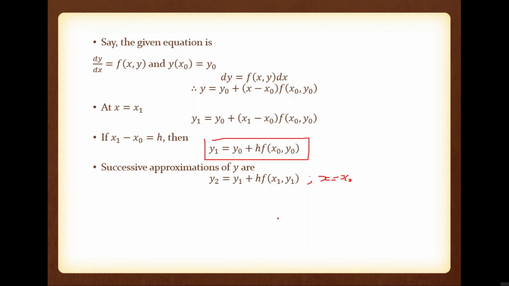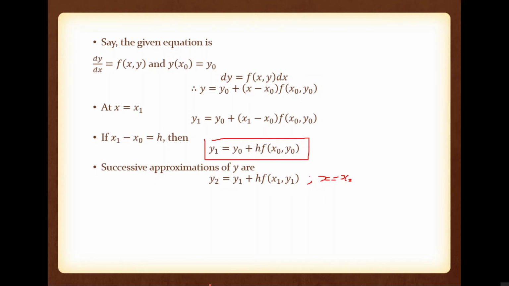So what we did, we have the ordinary differential equation dy by dx is equal to f of x comma y. That one is modified as dy is equal to f of x comma y into dx. Now that one is integrated. So we have integral y0 to y dy is equal to integral x0 to x f of x comma y dx. So from that we have y is equal to y0 plus integral x0 to x f of x comma y dx.